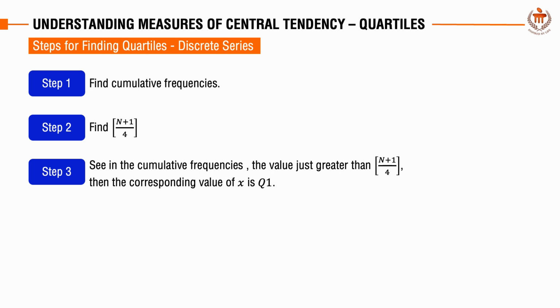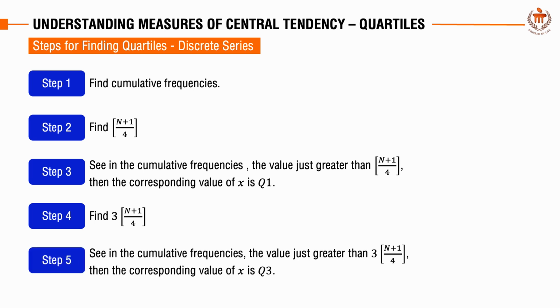So imagine that I'm looking to calculate Q1. First I have to find n plus 1 by 4, and once we have found that, we have to see the cumulative frequency table. We need to see the next value which is greater than n plus 1 by 4th, and the corresponding x value for that is the respective quartile. Similarly for Q3, I'll find 3 into n plus 1 by 4, and then I'll see in the cumulative frequency table the value which is next greater than that, and the corresponding value of x there is Q3.